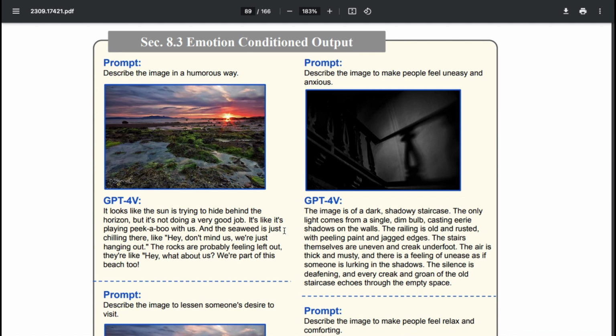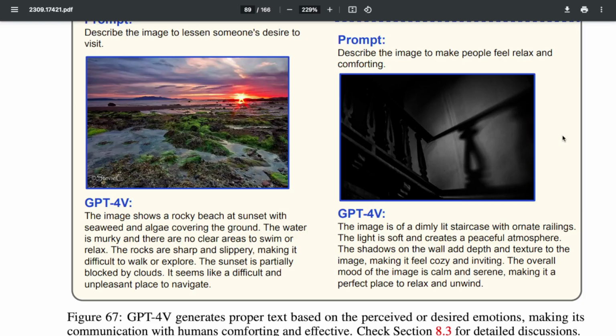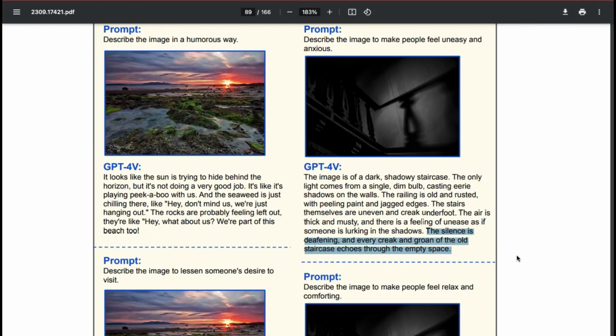Describe the image to make people feel uneasy. The image is of a dark, shadowy staircase. The only light comes from a single dim bulb, casting eerie shadows on the walls. The railing is old and rusted, with peeling paint and jagged edges. The air is thick and musty, and there's a feeling of unease, as if someone is lurking in the shadows. The silence is deafening. There are some more examples here, but we don't have the time to go through everything.